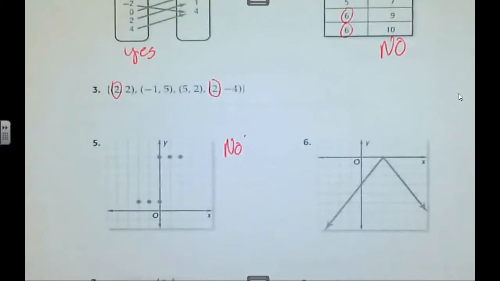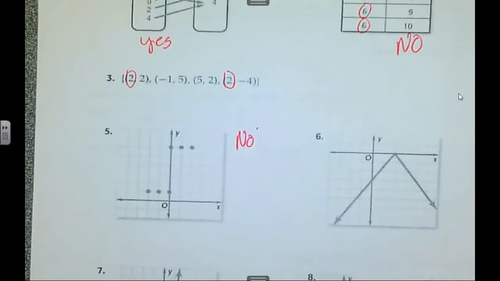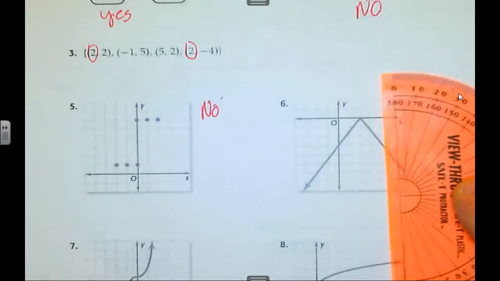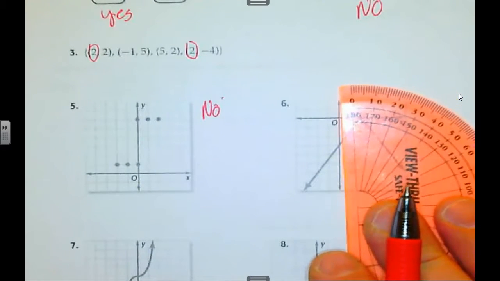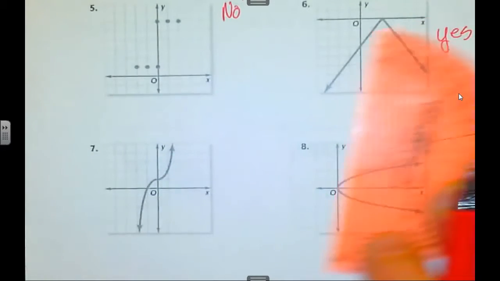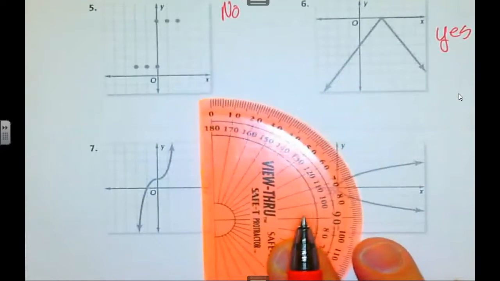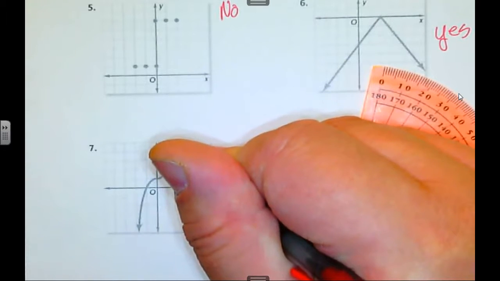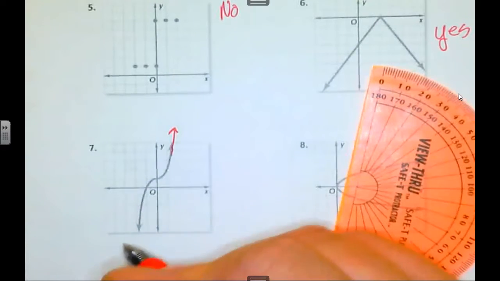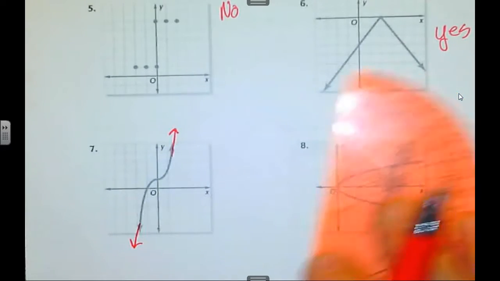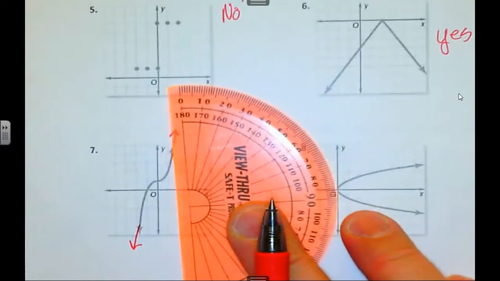Number 6 and 7 are both yes. Vertical line tests, can't get any easier than this. Number 6 is a function. It only intersects at one point. Same with number 7. It only intersects at one point. Now remember, these kinds of curves keep curving slightly up and slightly down, so they're not on a vertical line, so it is a function.